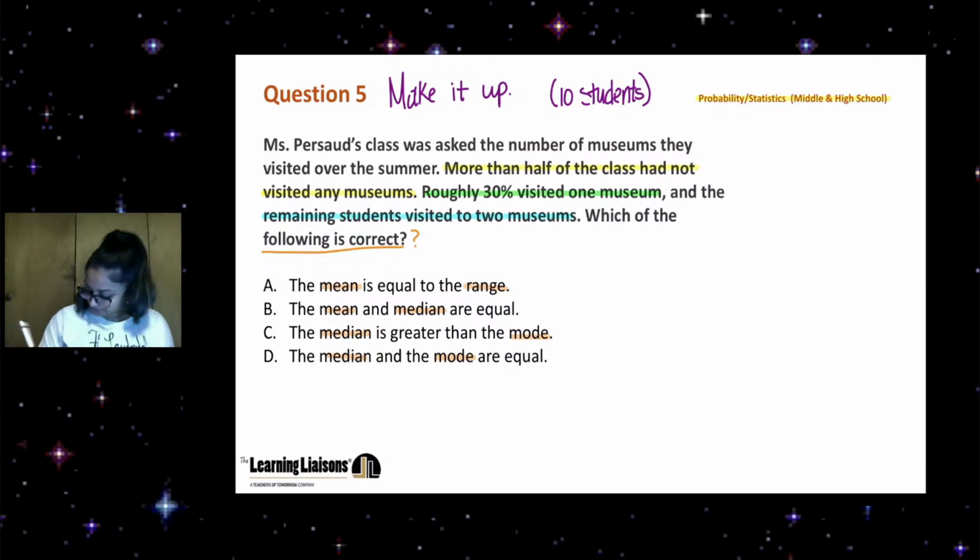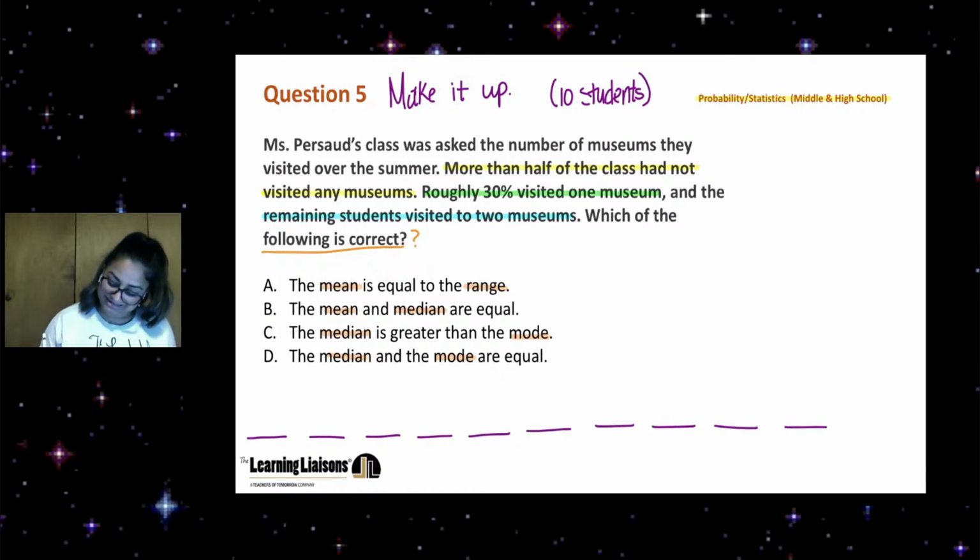So I'm going to write 10 lines, not 20, 10 lines across the bottom. 1, 2, 3, 4, 5, 6, 7, 8, 9, 10. Those are my 10 students. And now I'm going to read through the problem and do what they tell me to.